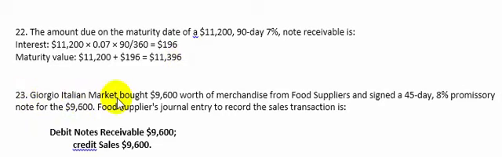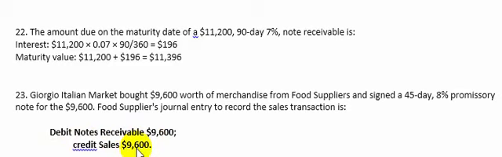Number 23. Giorgio Italian Market bought $9,600 worth of merchandise from food suppliers and agreed to sign a 45-day 8% promissory note for the $9,600. Food suppliers' journal entry to record the sale transaction would be a debit to notes receivable for $9,600 and a credit to sales for $9,600.